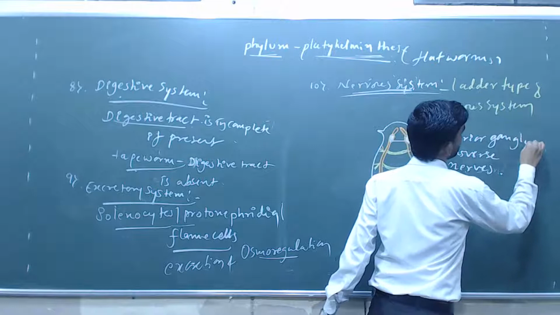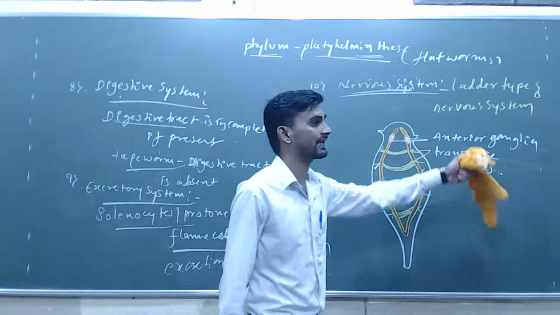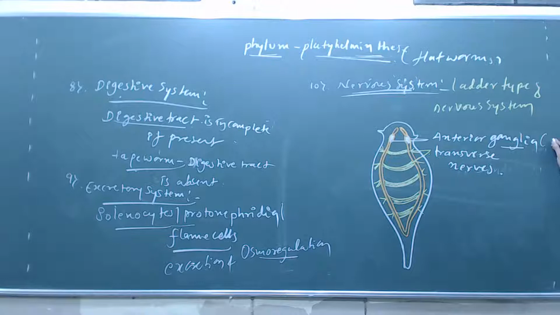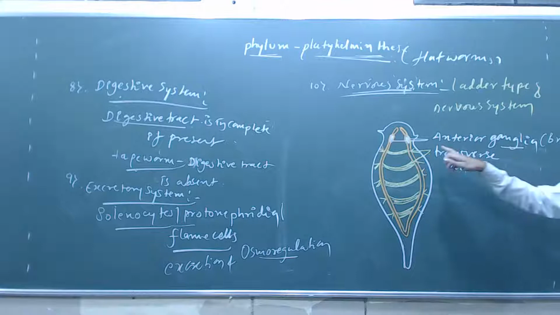Ganglia is nothing but a group of nerves. Just as we call a group of persons a gang, ganglia means a group of nerves. So group of nerves, or anterior ganglia, a paired structure, two are there. Together we consider them a brain. Why? Because we don't have a complex brain here. A simple pair of anterior ganglia is what you find, so we consider it a brain.